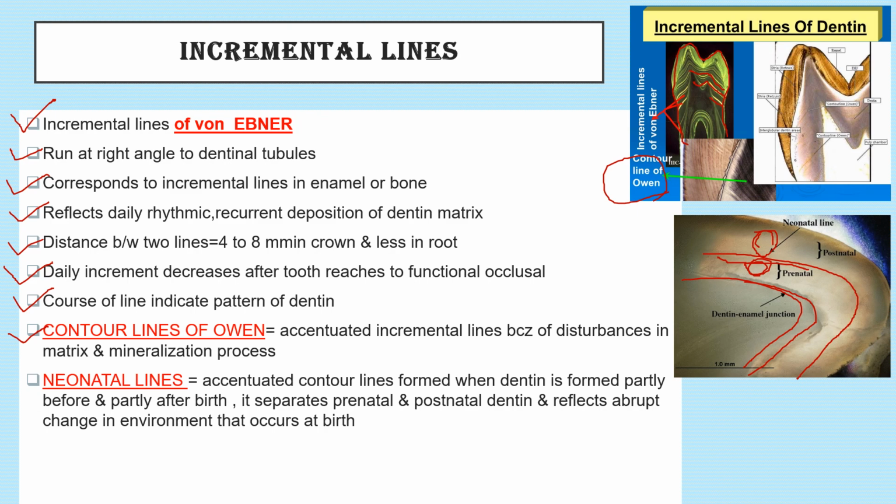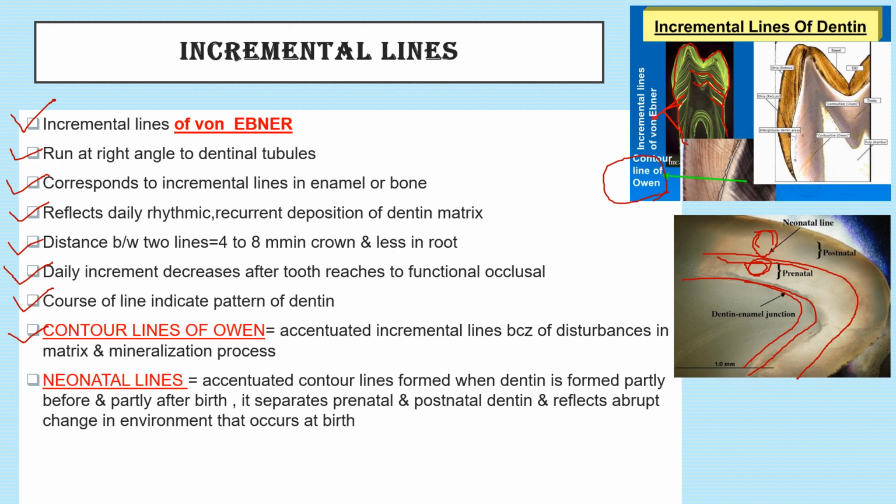As I have told, we have different names for different incremental lines. If the incremental line of von Ebner in dentin is accentuated, like it is darkened or deepened because of matrix and mineralization process disturbances, the line which is seen is called the contour line of Owen.